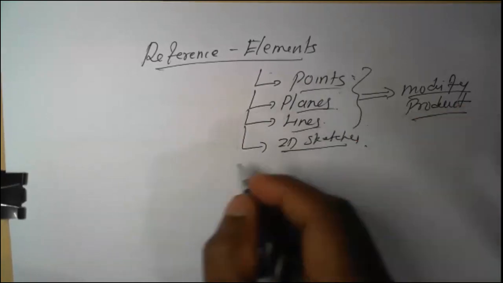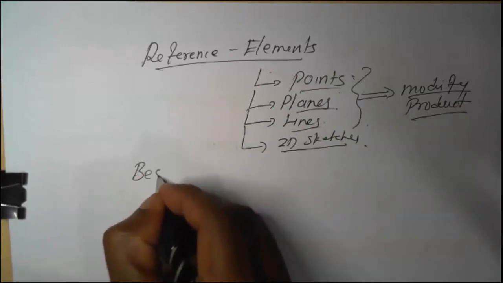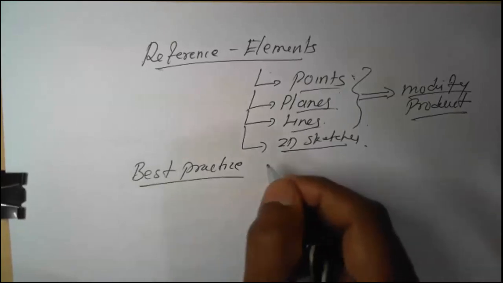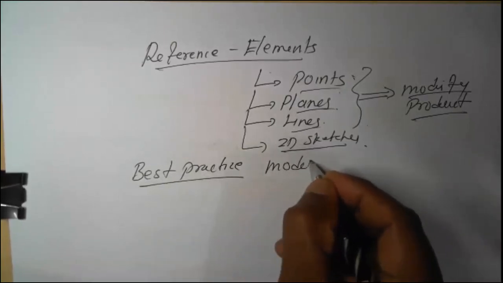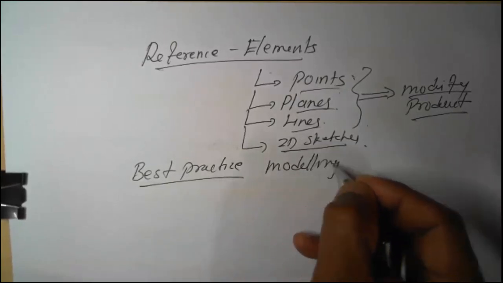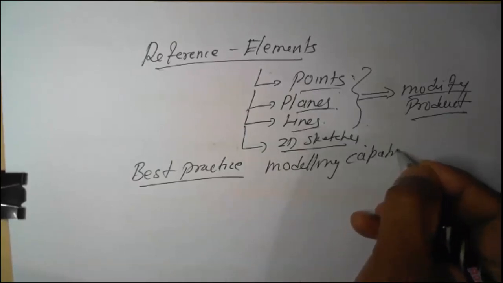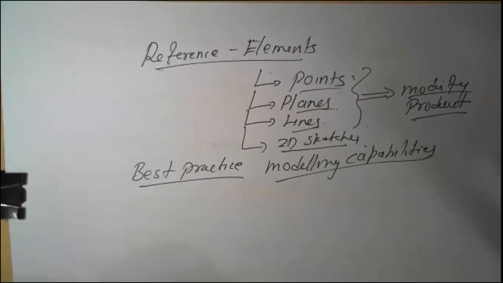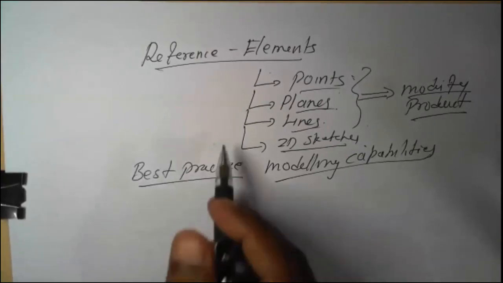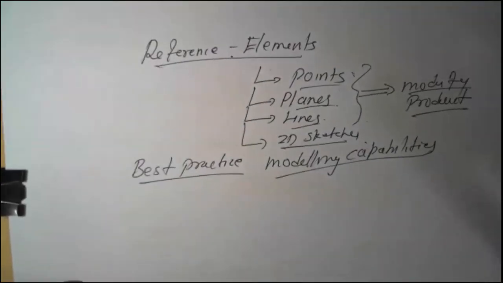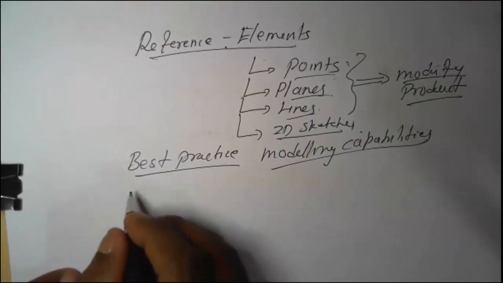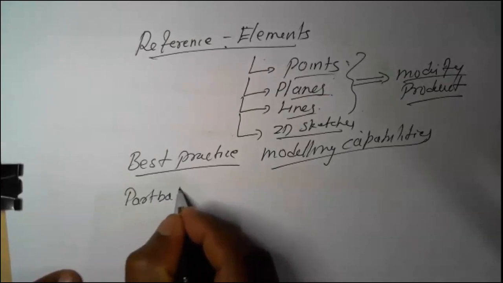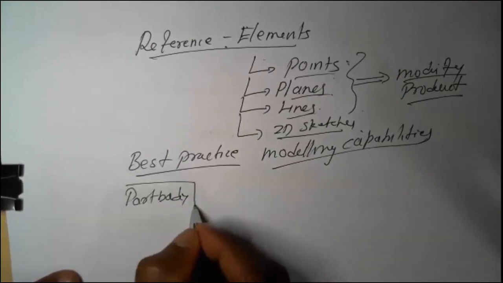That means I'm going to teach you one of the best practices of modeling capabilities, which is using reference elements. You might have observed that when you start creating a part body, this is your specification tree. You know what a specification tree is.